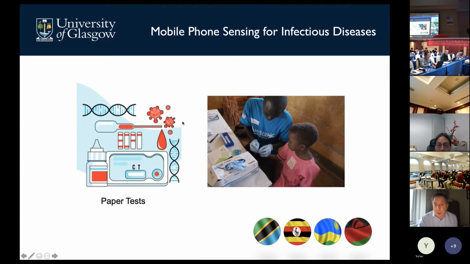And this is a child that we're testing in Uganda here, and we are taking a blood sample and looking in this case for malaria. And in fact, we've worked not only in Uganda, but as you'll see during the talk, we've worked broadly in Tanzania, Rwanda, and also Malawi as well.